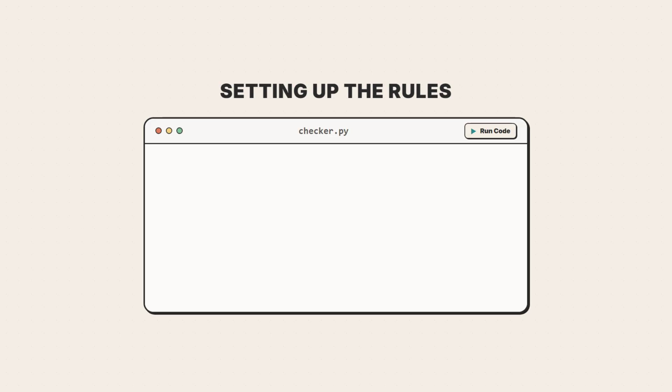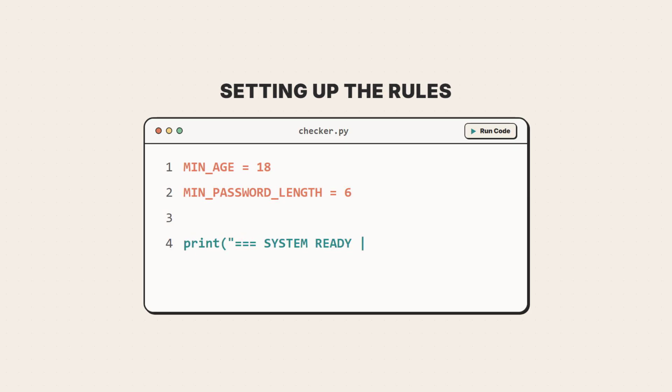First, we will set up the basic rules for our system. The purpose of doing this is to keep our rules in one place so they are easy to change later if we want to. Write min age equals 18. Min password length equals 6. Print system ready.